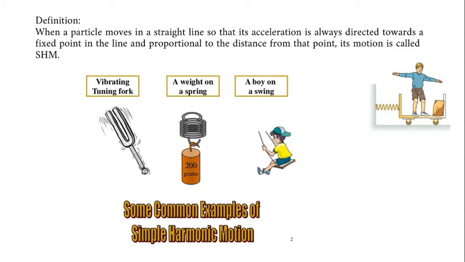Okay, so I have given some examples. The first one is a vibrating tuning fork. The second one, a weight on a spring. The third one, a boy on a swing. These are some common examples of simple harmonic motion. Let's see some problems based on simple harmonic motion.